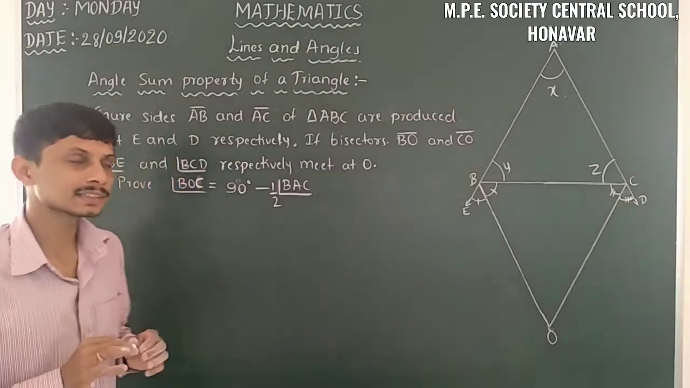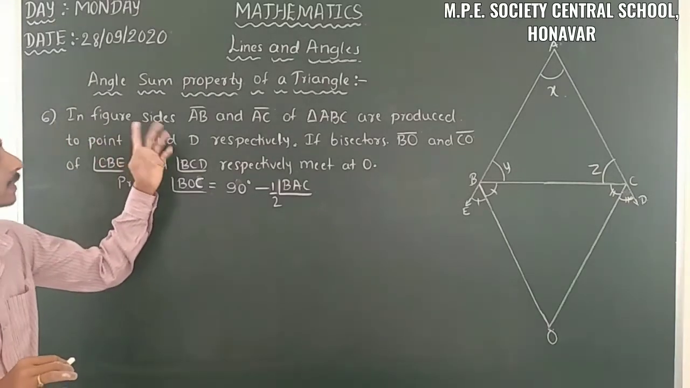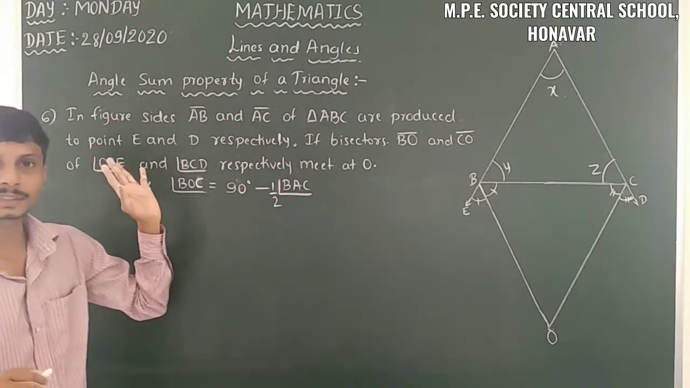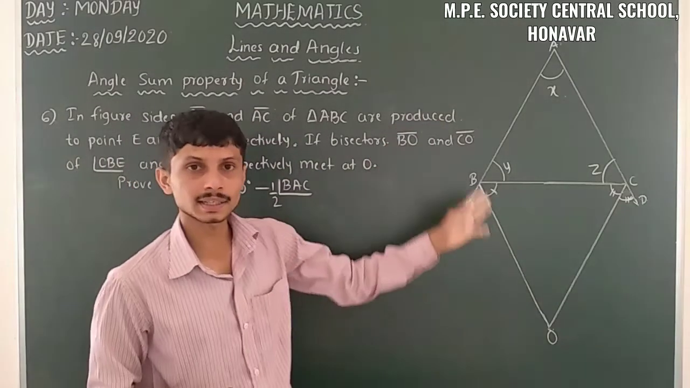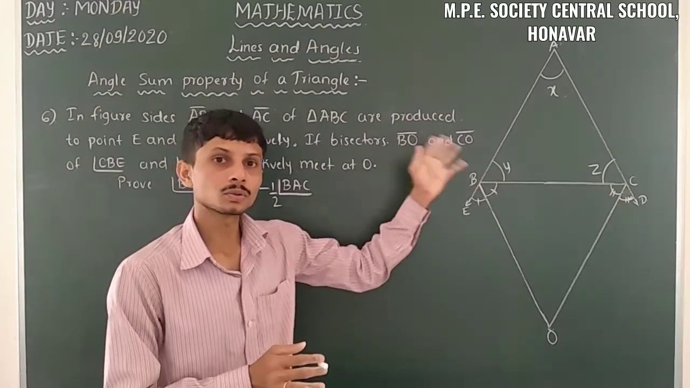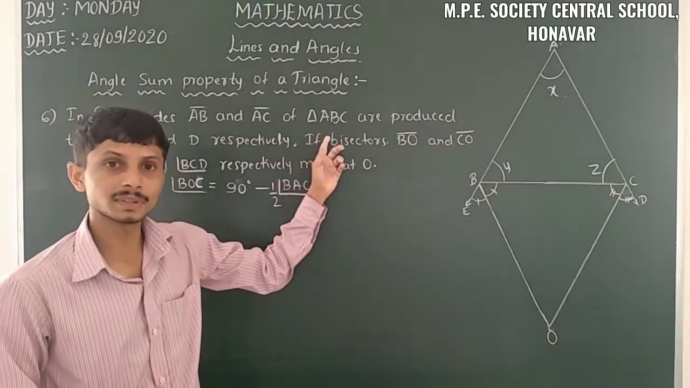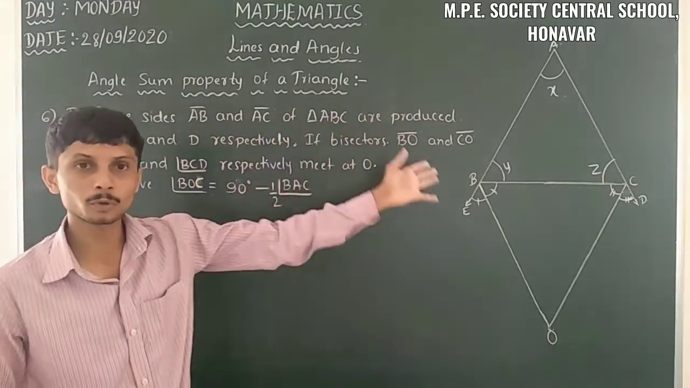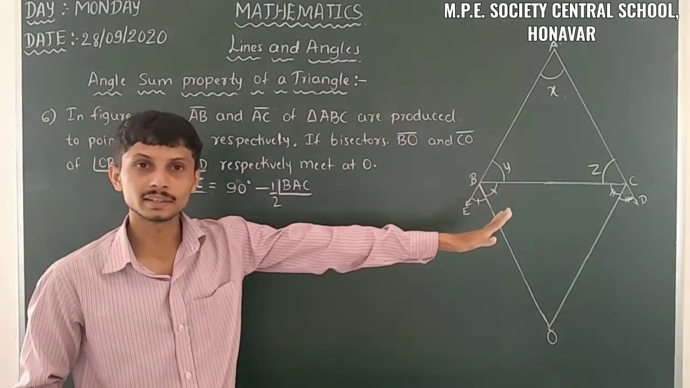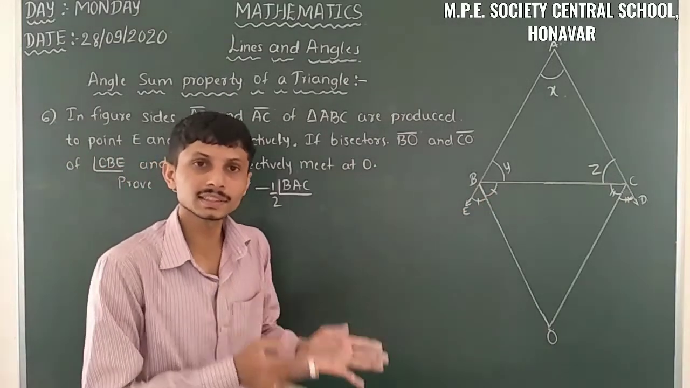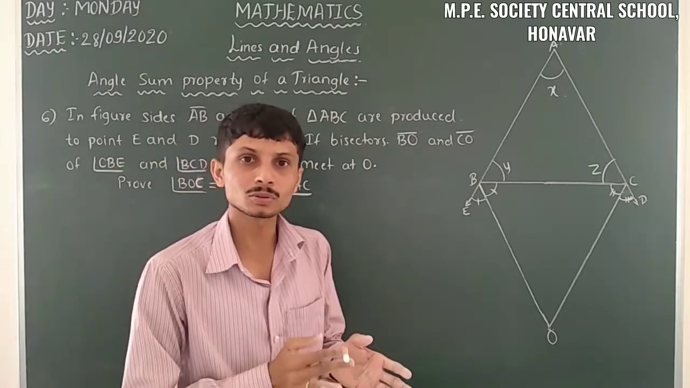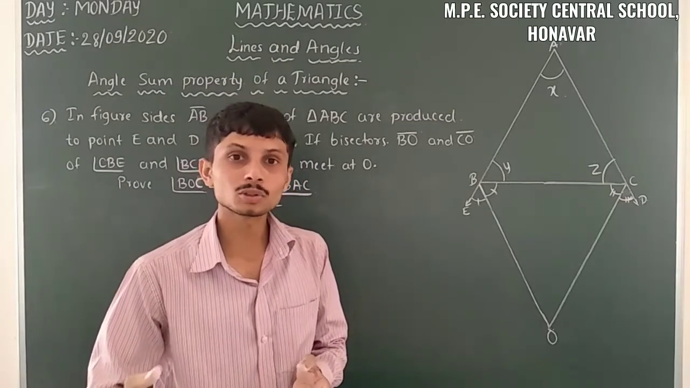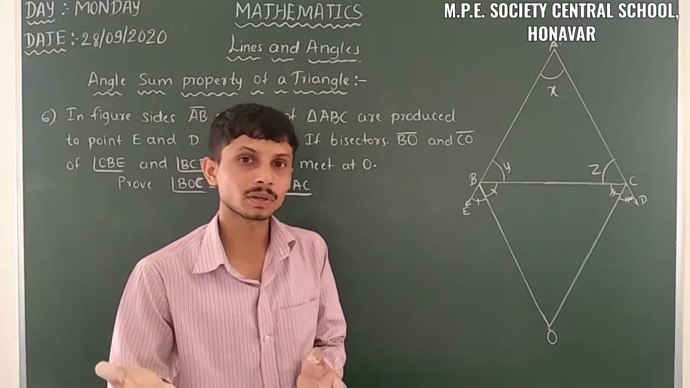Yes, the next problem tells us that in the figure, sides AB and AC of triangle ABC are produced to points E and D respectively. So that means here in this case we have one triangle, that is triangle ABC. The sides of triangle ABC, that is AB and AC, are produced up to E and D. So that means here we can easily assume that this problem belongs to the angle sum property of a triangle, and it belongs to theorem 6.8. We can use theorem 6.8 already.